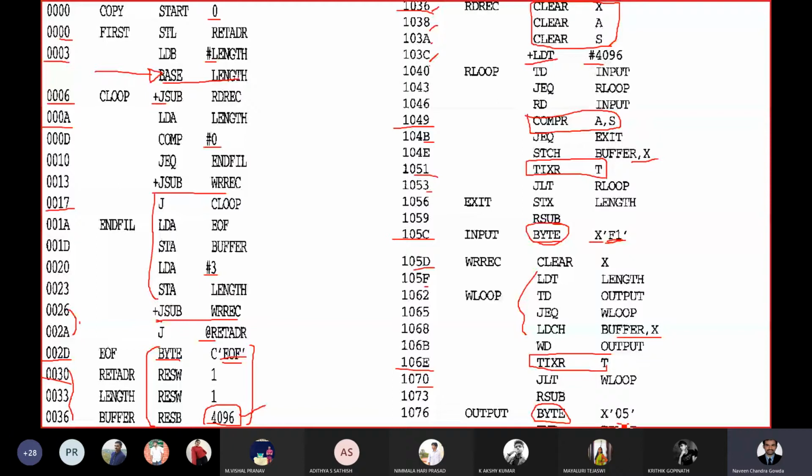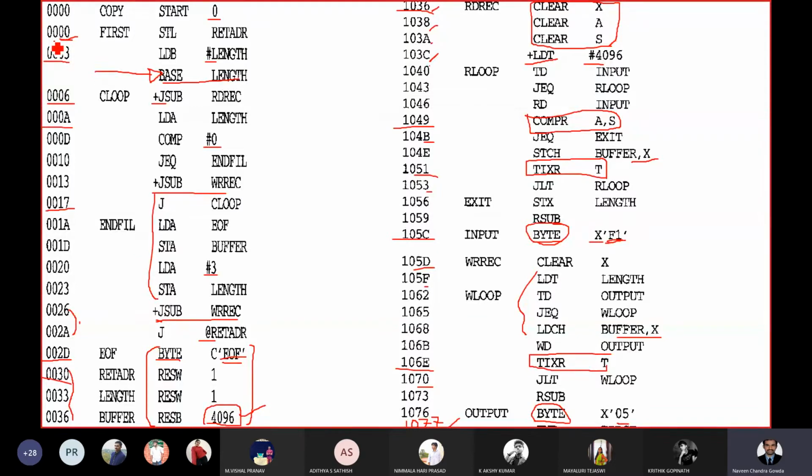So based on this, can anyone of you let me know what is the length of the program, students? How to find out the length of the program? 1077. The length of the program definitely will be 1077, because it is the last address minus the first address. The last address is 1077 and the first address is zero. So 1077 minus zero is what? The total length of the program is 1077.